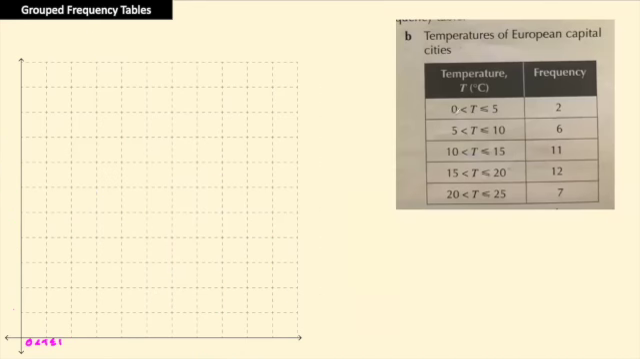It's also an interval starting from 0, 0 to 5 until 25. So this will be first, second, third, fourth, fifth. We have all the 5 intervals here. And the highest number is 12. 1, 2, 3, 4, 5, 6, 7, 8, 9, 10, 11, 12. We can mark it up. The first one is until 2 only.